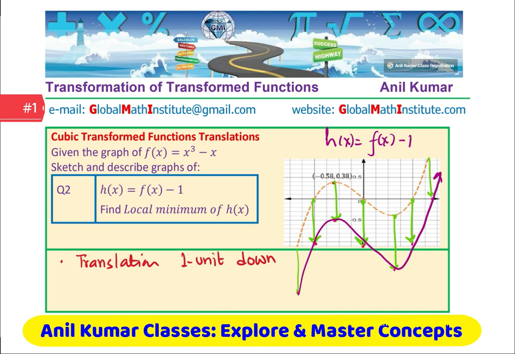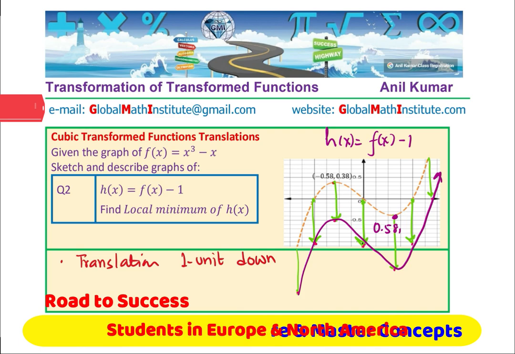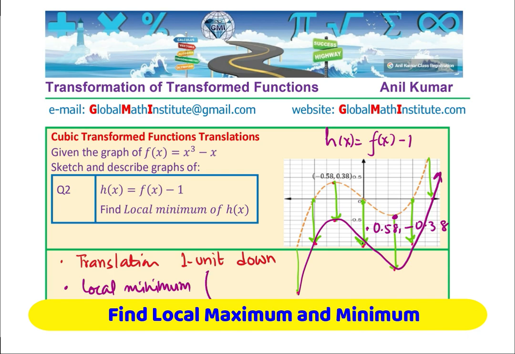And clearly, to find the local minimum. Now, the local minimum earlier, from the symmetry, you could see that it was at 0.58 and the value was minus 0.38. This was plus, now minus 0.38. So 1 unit down, the local minimum will now be at 0.58.